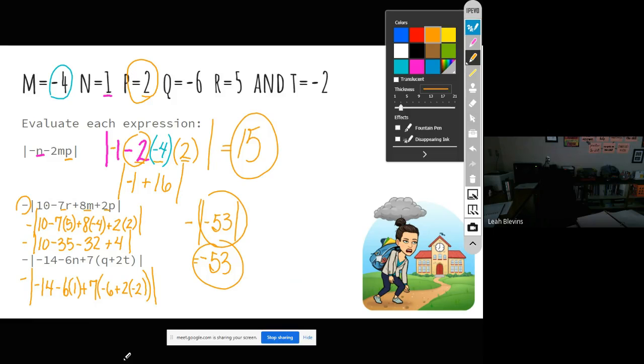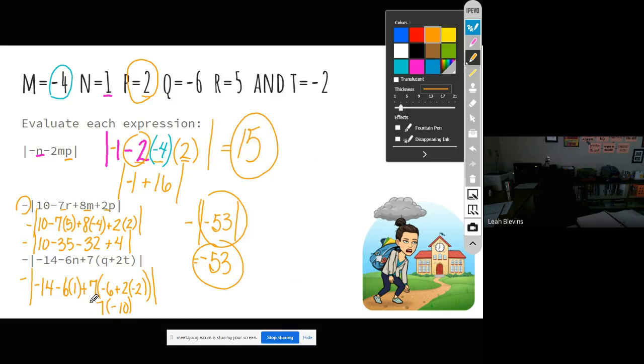Okay. So following order of operations, we go to the innermost set of parentheses first. 2 times negative 2 is negative 4. Negative 4 and negative 6 make negative 10.